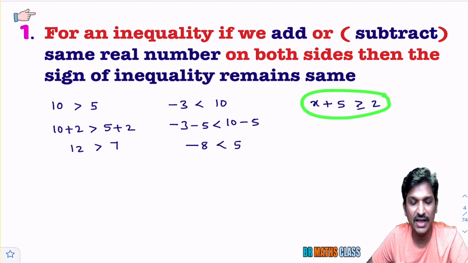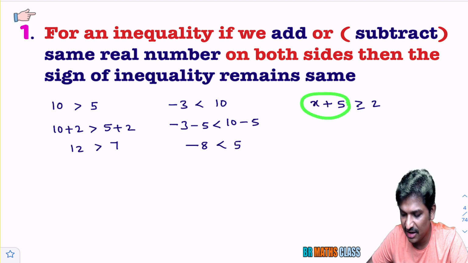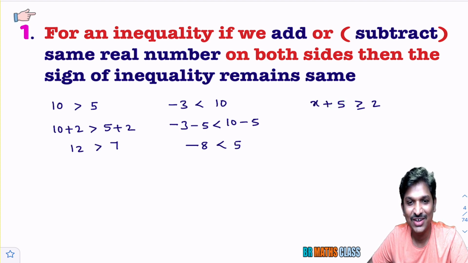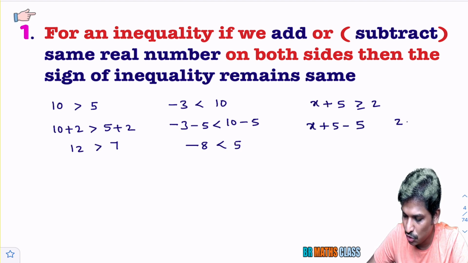How to find those x values? To get x values, what I'll do here, x plus 5 is there, na? I don't want this 5. So what will you do? Will you erase this 5? No, you can't do like that. So what I'll do, this is the inequality, na? To get x on the left hand side, I'll subtract 5 on both sides. X plus 5 minus 5, 2 minus 5.